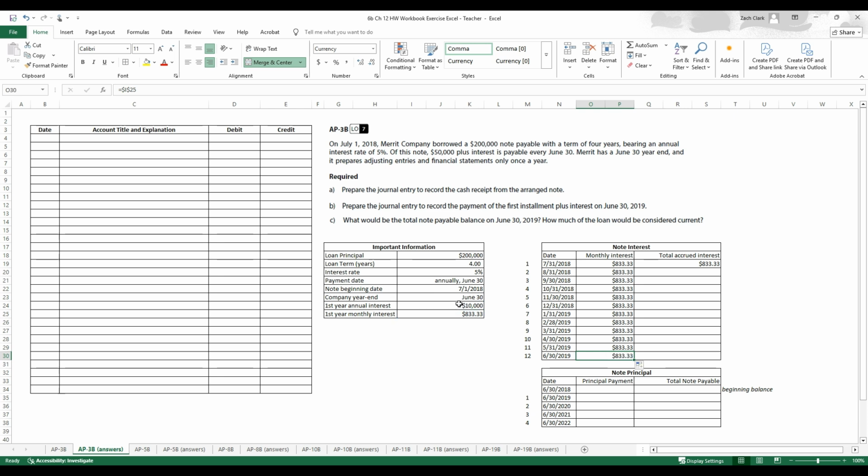And it doesn't drag. If the dollar signs weren't in this formula, it would just continue to go down this way instead of staying right here. So that's what we want.